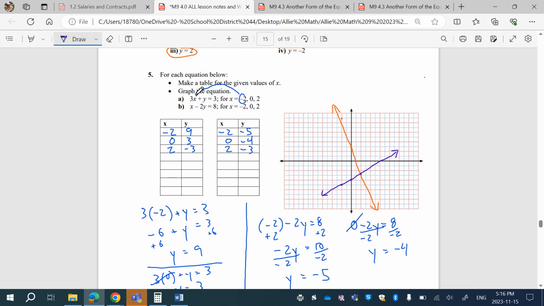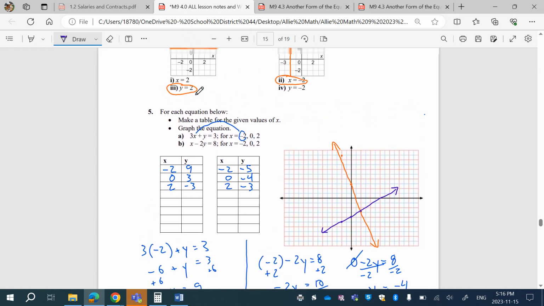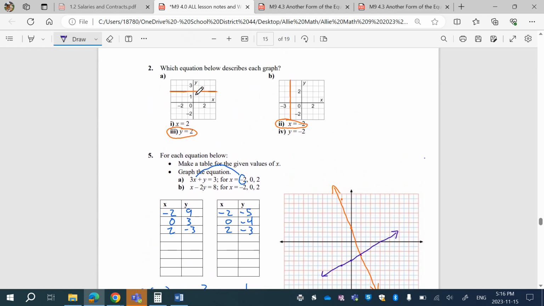And the important things to remember: if you have both variables, it's going to be that sloped line or the oblique line like this. If you have just the y, it's going to be a horizontal line. If you have just the x, it's going to be a vertical line.